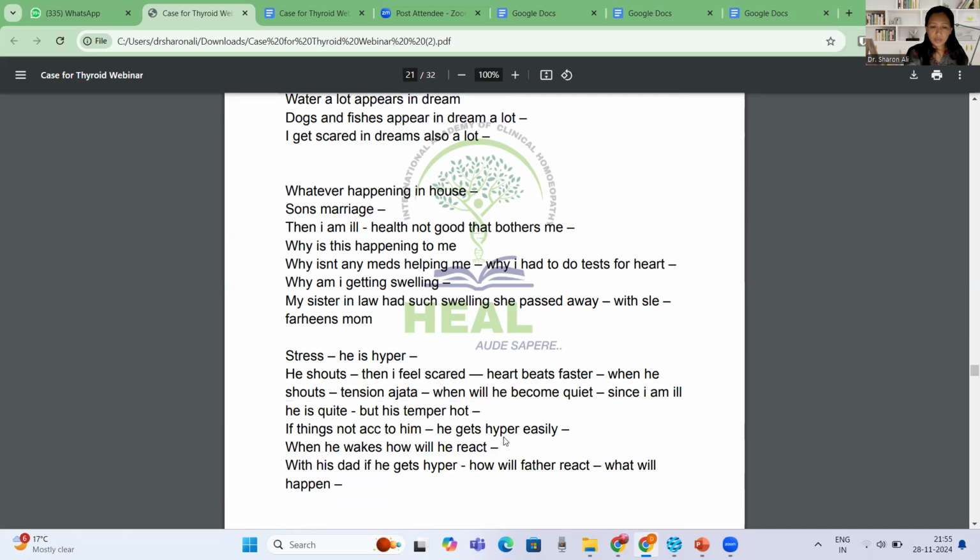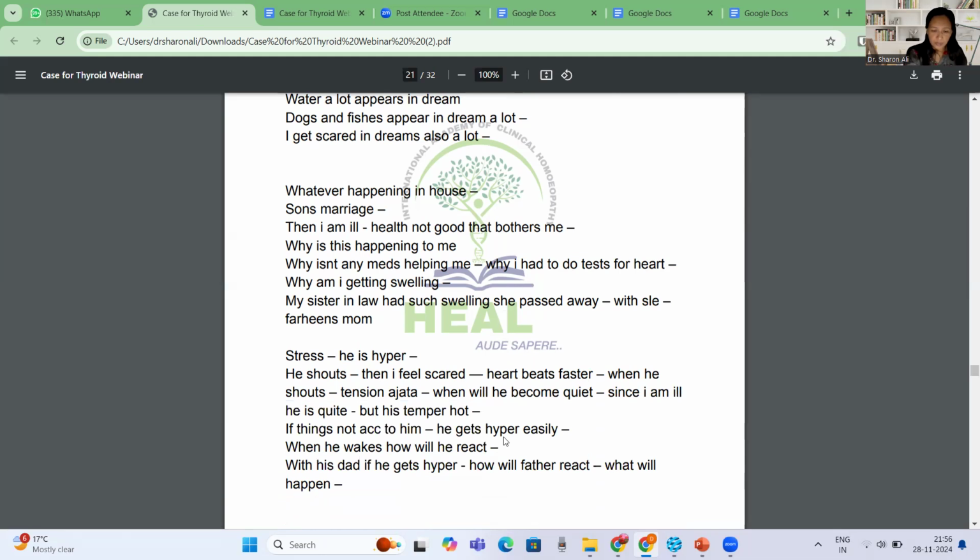And then she said, my husband, he is a very hyper person. So he keeps getting stressed and he shouts, and then I feel very scared. My heart starts beating faster. And when he shouts, I get tension. Then he will become quiet. Since I'm ill, he's quiet, but he has a very hot temper. If things are not against him, he gets very angry very fast.